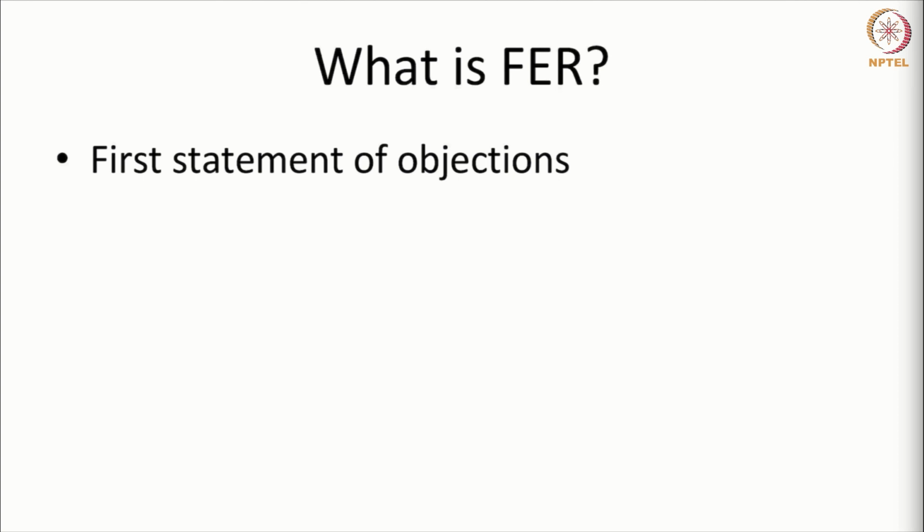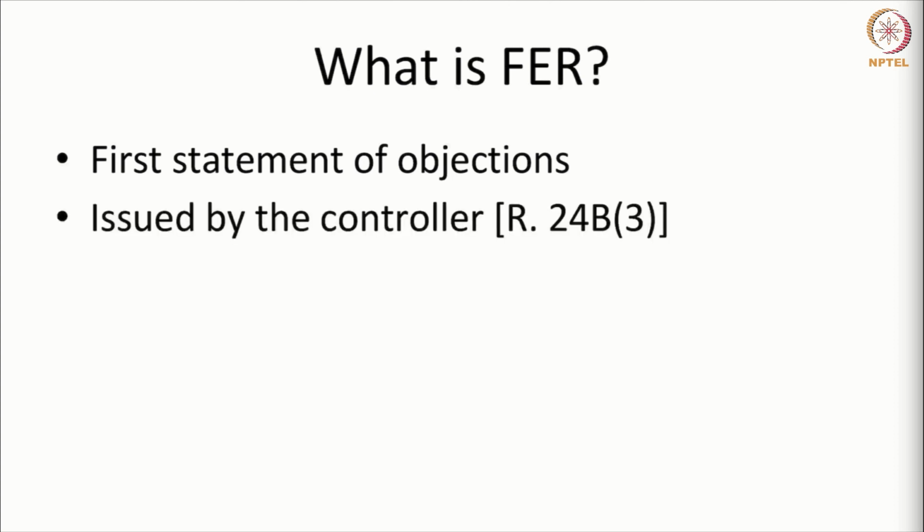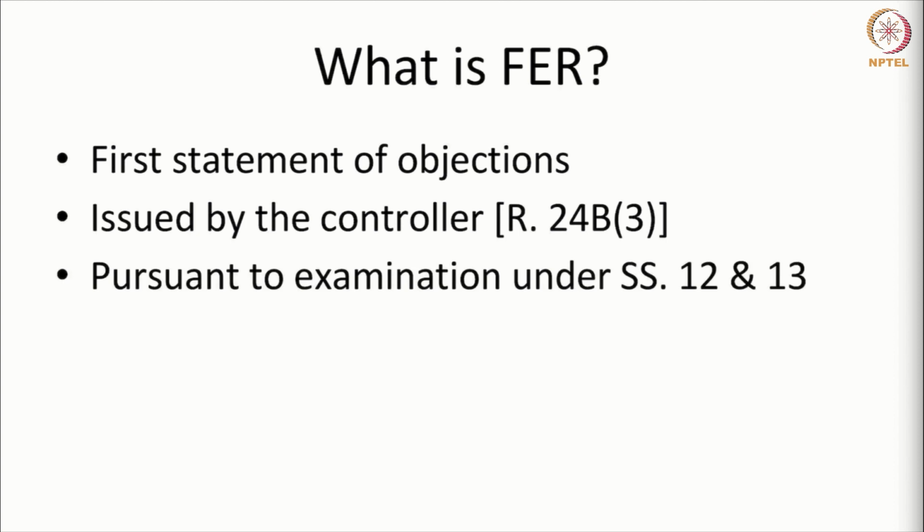Now, this is understandable. When an application is filed, the Patent Office examines it and sends its first statement of objections, in the sense that if there are things that are objectionable, there are procedural irregularities, there are legal provisions which the applicant does not comply with, or the patent itself has certain lawful grounds for rejection. Now, these objections are raised in the first statement of objections. This is issued by the controller, pursuant to the examination.